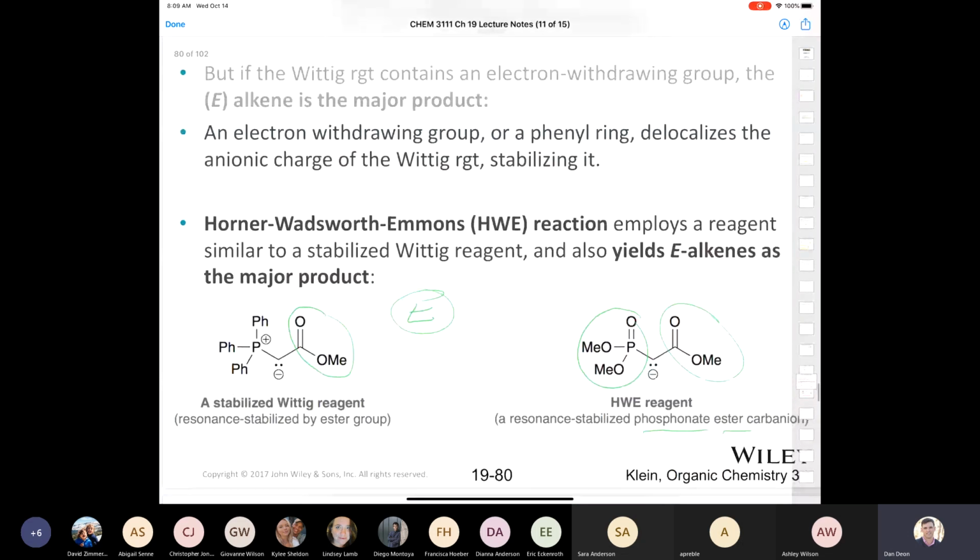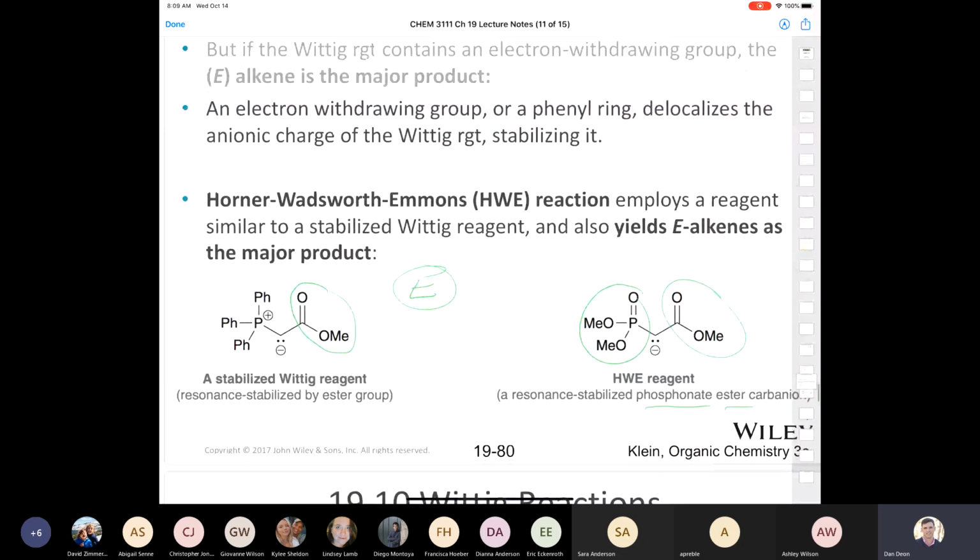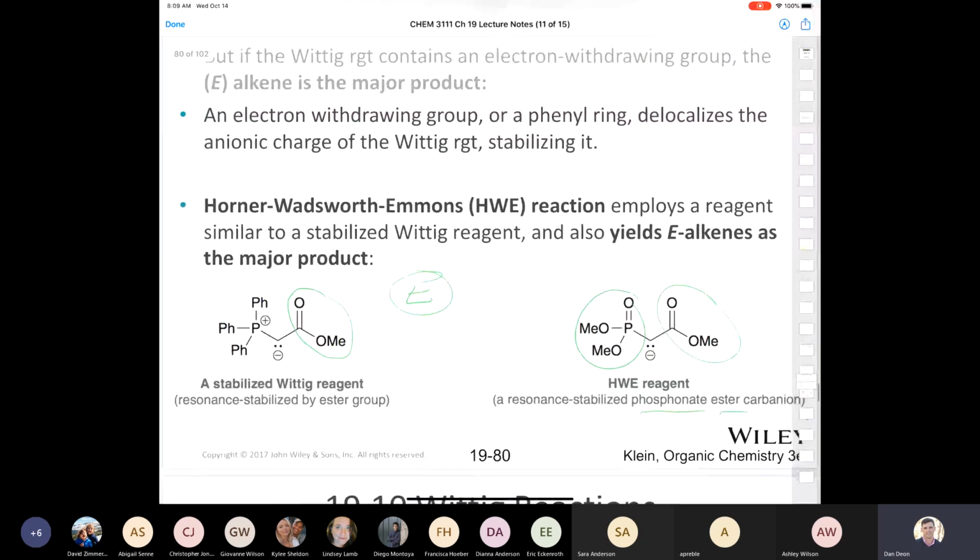Now, there's a variation on the Wittig reaction, and this is a completely different reaction. It's called the Horner-Wadsworth-Emmons reaction, the HWE reaction, which employs a reagent very similar to the stabilized Wittig. Instead of having just an ester right here, it's called a phosphonate ester. So you see that instead of having these three phenyl groups attached to the phosphorus, you have a phosphonate ester over here.